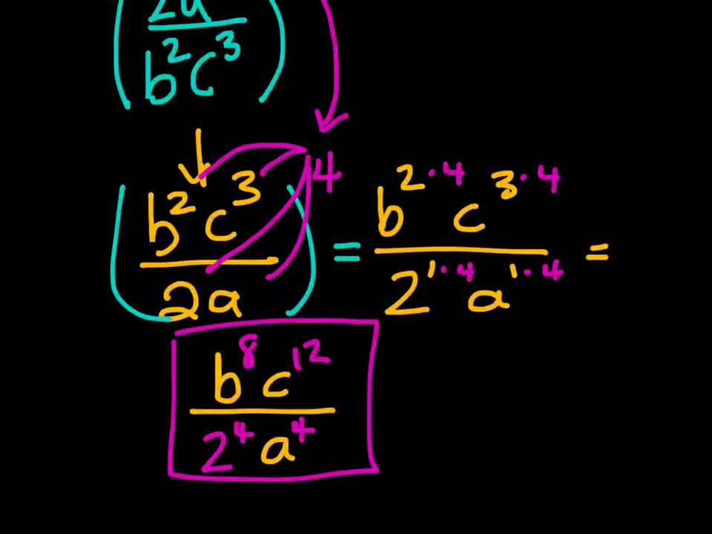Final answer. Mainly final answer because there's no a's that are on the top or anything like that. There's no b's that are on the bottom. There's no c's that are on the bottom. So there's no other simplification we can do. And then 2 to the 4th we can actually multiply out, and we get, let me think, 2 times 2 equals 4. And then 2 times 2 equals 4, so we get 16 for that 2 to the 4th power.